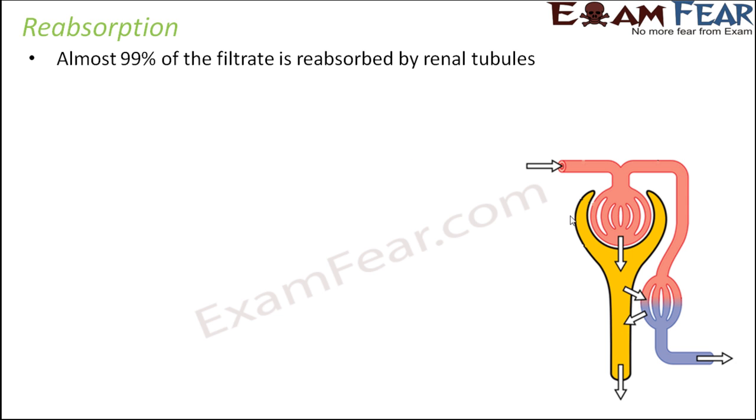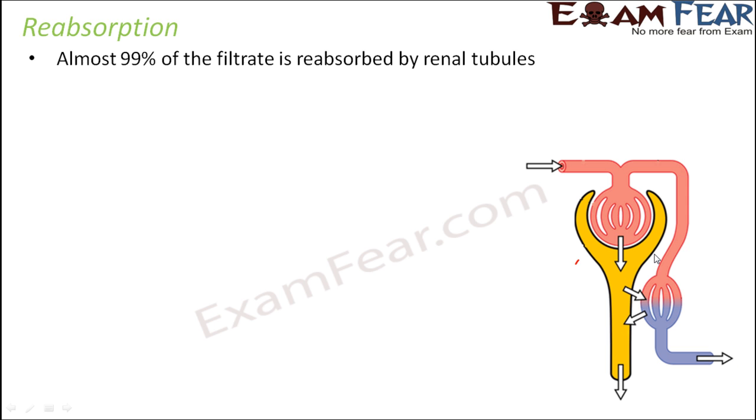That is so interesting. Let us suppose some amount of blood has entered into the glomerulus, and out of that some amount of filtrate has entered into the renal tubule. The renal tubule starts with the Bowman's capsule. If 100 milliliter of blood has entered into the Bowman's capsule, by the time it reaches the end of the renal tubule, that is the collecting duct, almost 99 milliliter will be reabsorbed. Only 1 milliliter will be left out, and that 1 milliliter will be excreted out as urine.